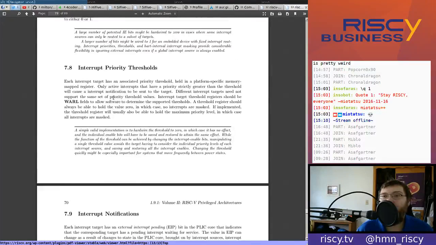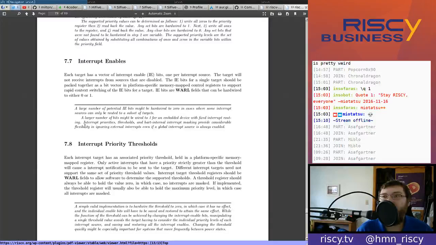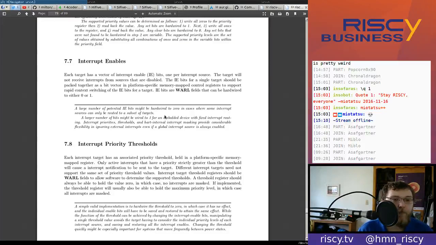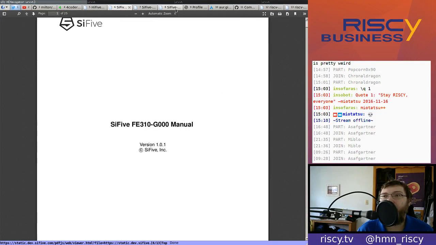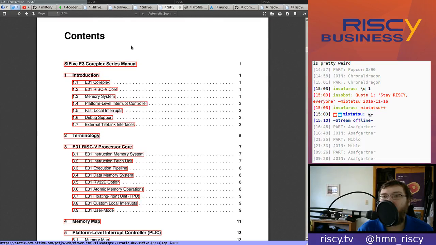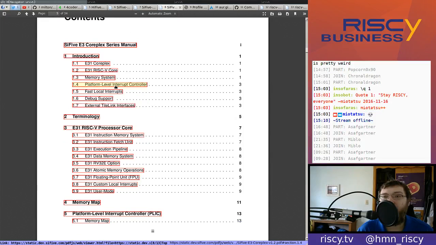So I guess that's everything we want to read about in this document. And we have 5 more minutes today. So let's start taking a look at what the SCIFI document has to say. So let's start with the introduction to the PLIC.